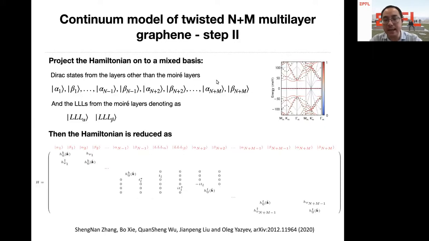The second step is that since we only care about the effective model close to the flat band, close to the Fermi level, we can project the previous Hamiltonian onto a mixed basis. This basis consists of the Dirac states from the layers other than the Moiré layers, and also the lowest Landau level from the Moiré layers. By doing such a projection, the previous Hamiltonian is quite simple. It's like this. This T_mix is the coupling between the Landau level and the Dirac states, and this Hamiltonian is actually stacking-sequence dependent.